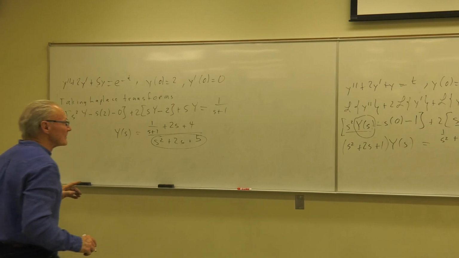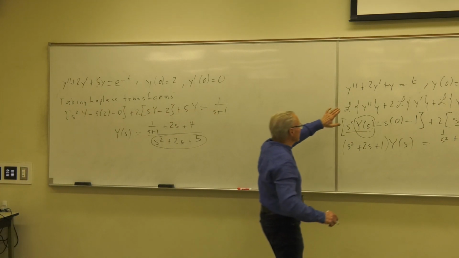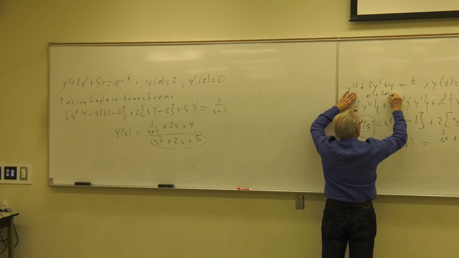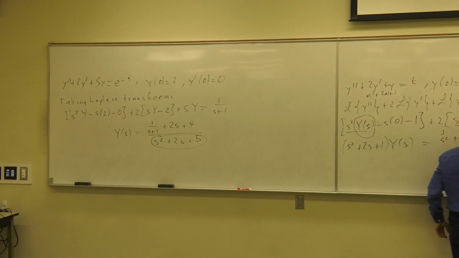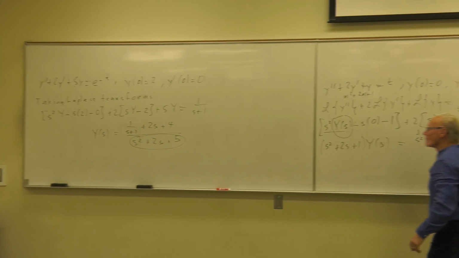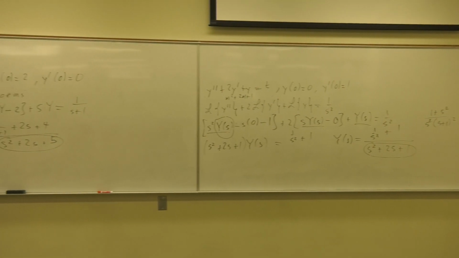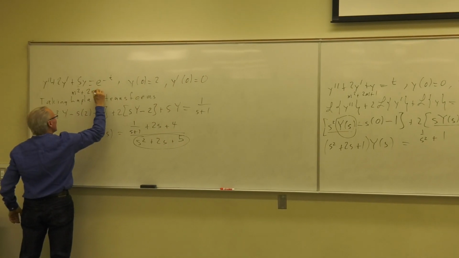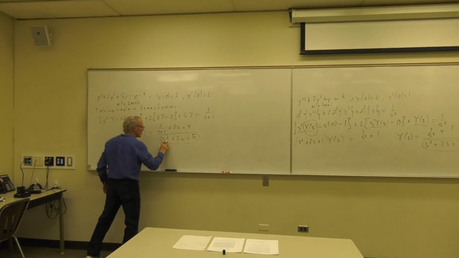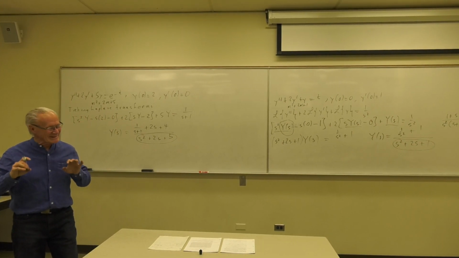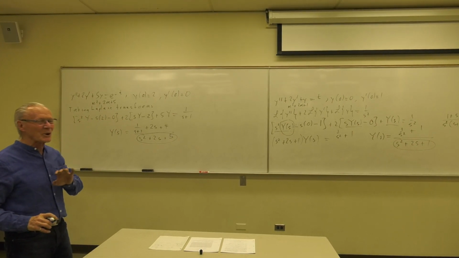Answer. What's the auxiliary for this? M squared, 2m and 1. S squared, 2s plus 1. What's the auxiliary here? M squared, 2m and 5. S squared, 2s and 5. Does that always happen? Yes, it does. So take a quick look.